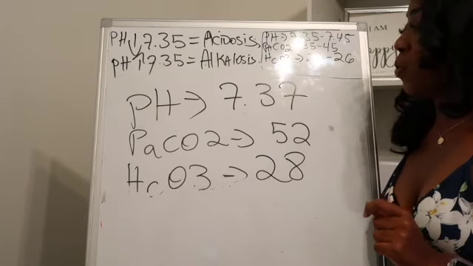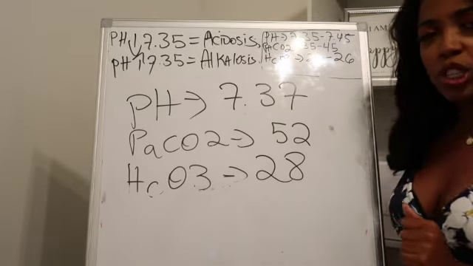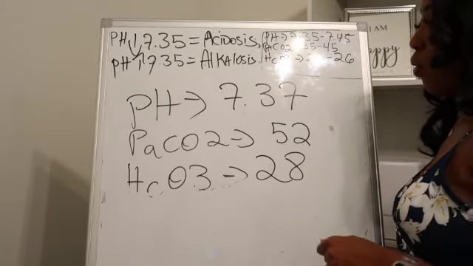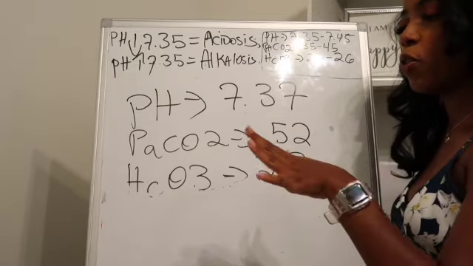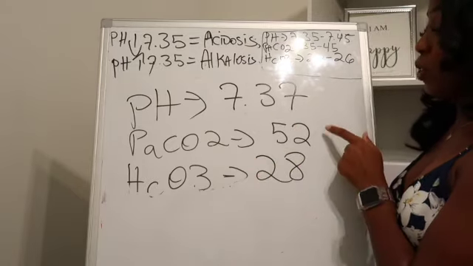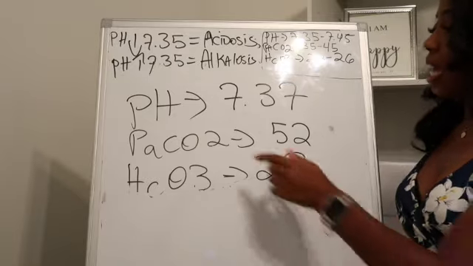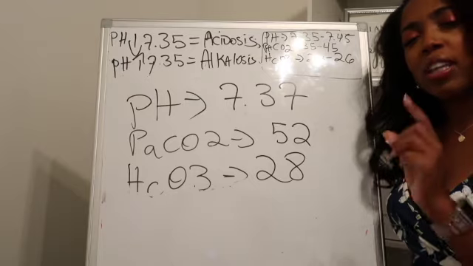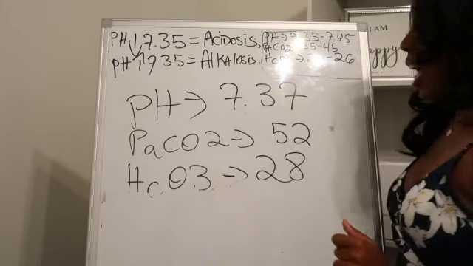All right, let's do one last problem. pH is 7.37. Is it normal? Yes, it is. Because normal pH is what? 7.35 to 7.45. Normal PaCO2 is 35 to 45. 52, that is way out of whack. That is way too much carbon dioxide. And PaCO2, we already match it with acid in lungs. There's a lot of acid going on there, okay?